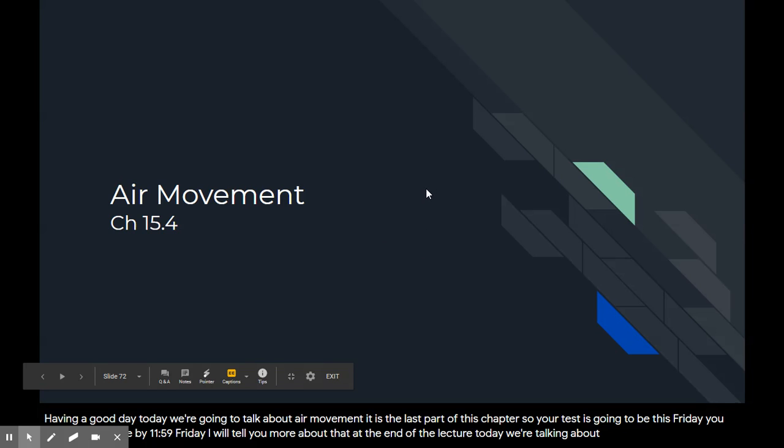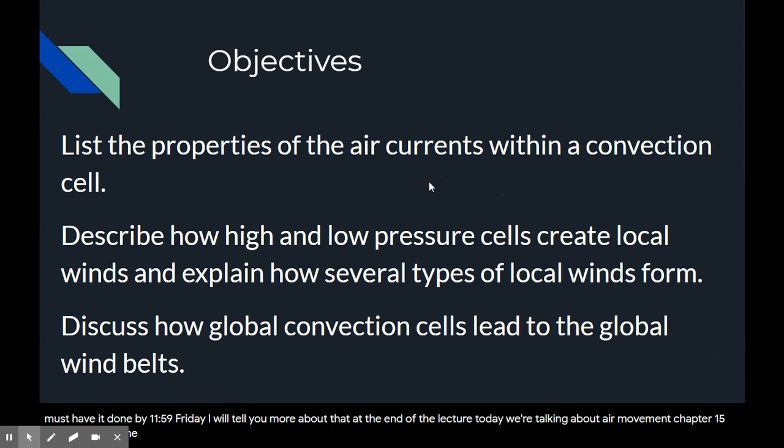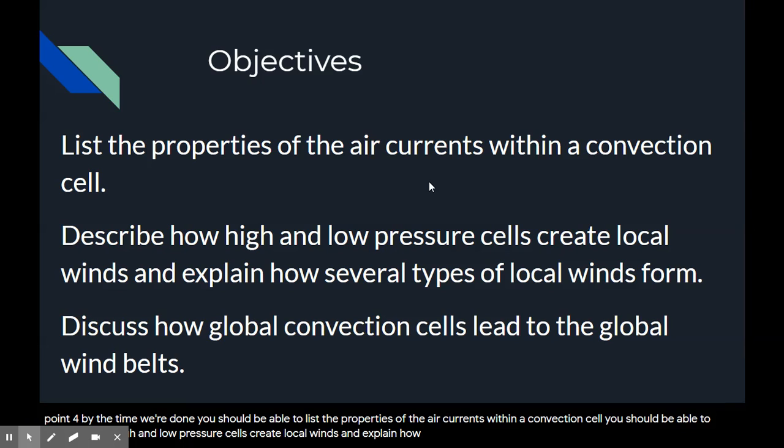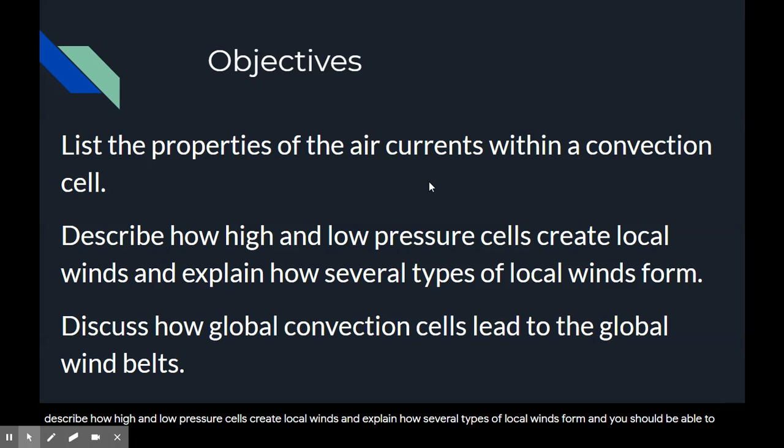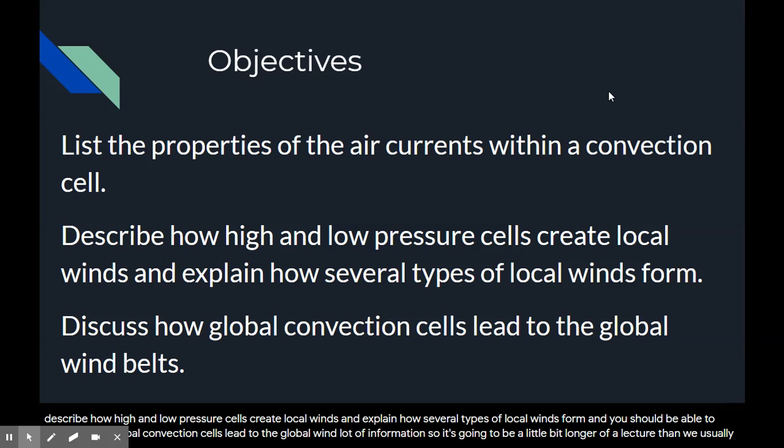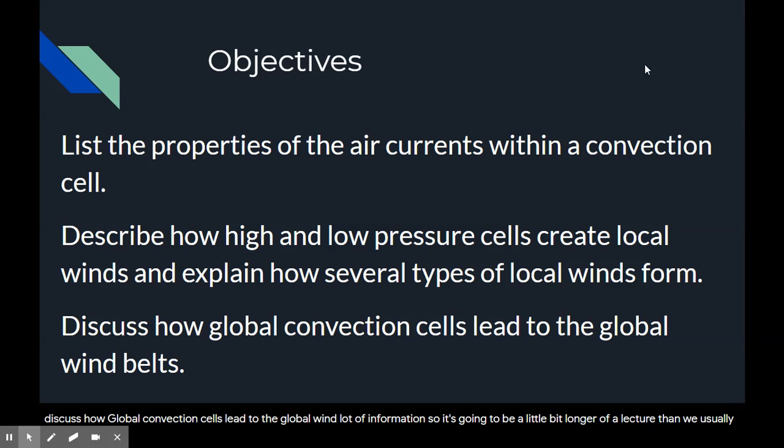Today we're talking about air movement, chapter 15.4. By the time we're done, you should be able to list the properties of the air currents within a convection cell. You should be able to describe how high and low pressure cells create local winds and explain how several types of local winds form. And you should be able to discuss how global convection cells lead to the global wind belts. This is a lot of information, so it's going to be a little bit longer of a lecture than we usually have. So just be prepared.